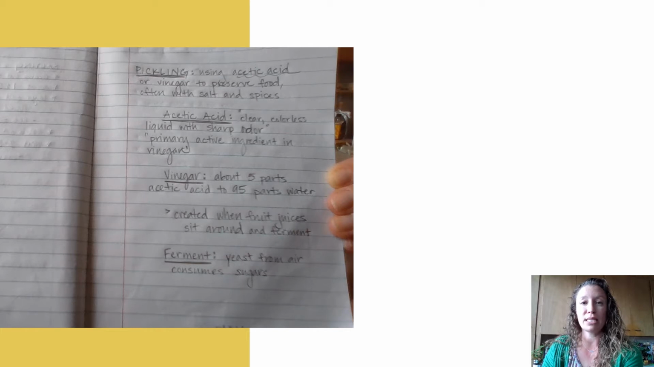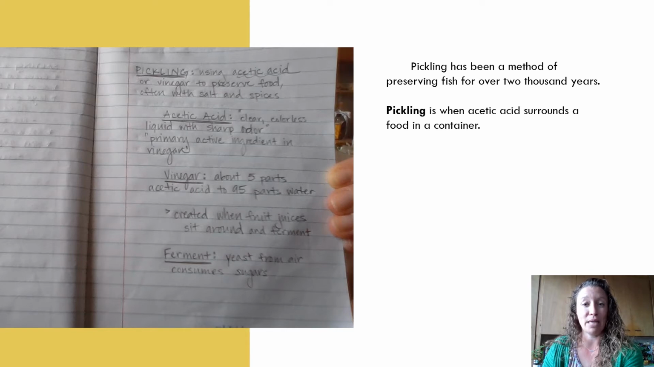So here's my topic sentence introducing this next way of preserving fish. Pickling has been a method of preserving fish for over 2,000 years. Now let's talk about what that means.